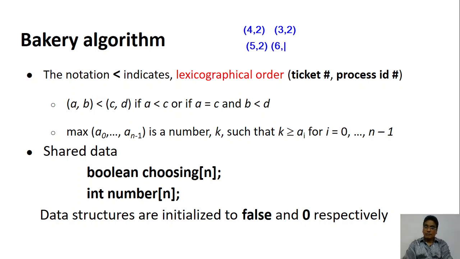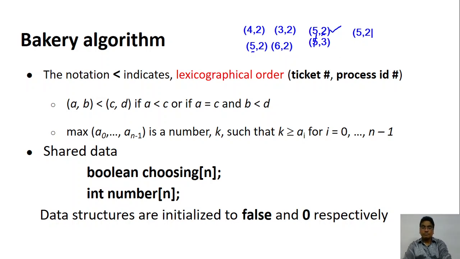6 comma 2, which is less. 5 comma 2, 5 is less. Okay. Let me give you one other example. 5 comma 2 and 5 comma 3, which is less? 5 and 5 are same, but 2 is less. So this is less.